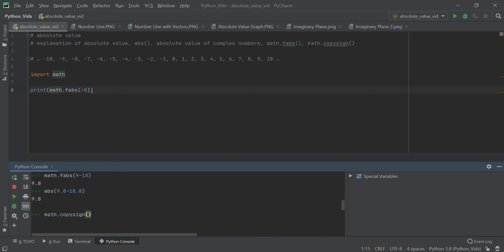The first is the number that we want to use, negative whatever, or positive whatever. So let's just do the number that we want to use, comma, and then the second argument is also going to be a number. What the function is going to look at though is whether that number is positive or negative, and it'll, quote unquote, copy the sign of that number. Then it'll spit back the first number as either positive if the second number is positive, or negative if the second number is negative. So let's see some examples.